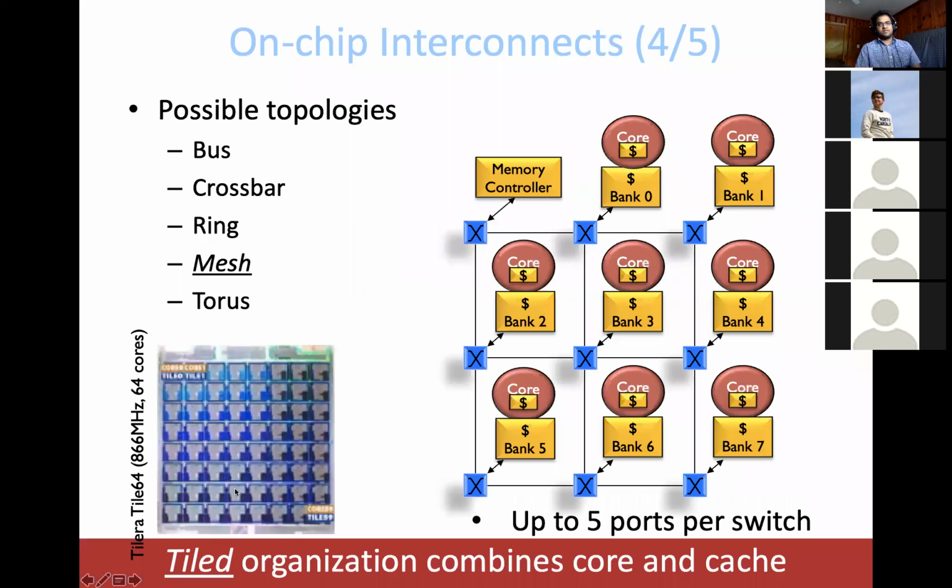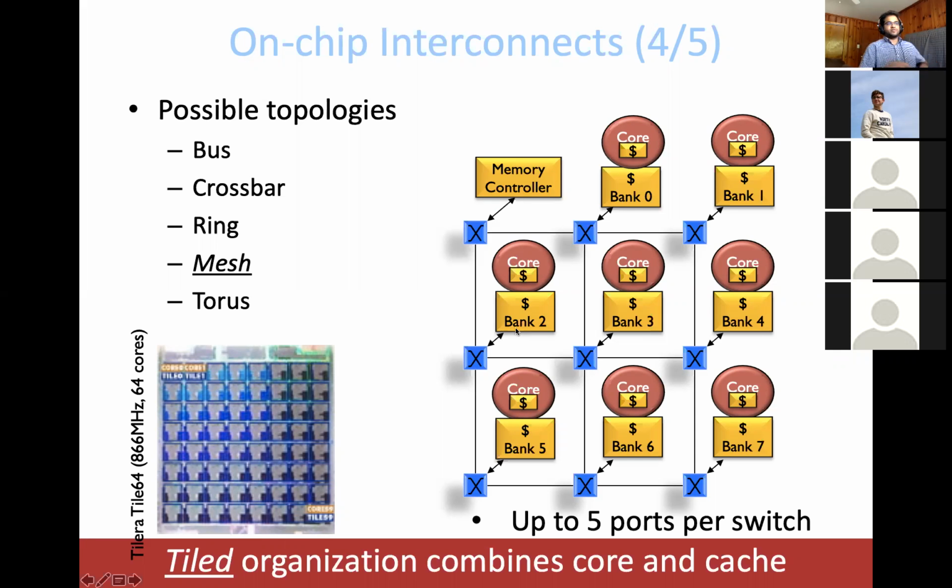Another one that we can look at is a mesh. Now, a mesh is kind of like a crossbar, but the difference here is that every element is connected to one switch, and then the way you communicate with everything else is you move up and down. So every switch has 4 directions and a 5th port that goes to the resource it controls. So everything is kind of in a grid, in a tile.